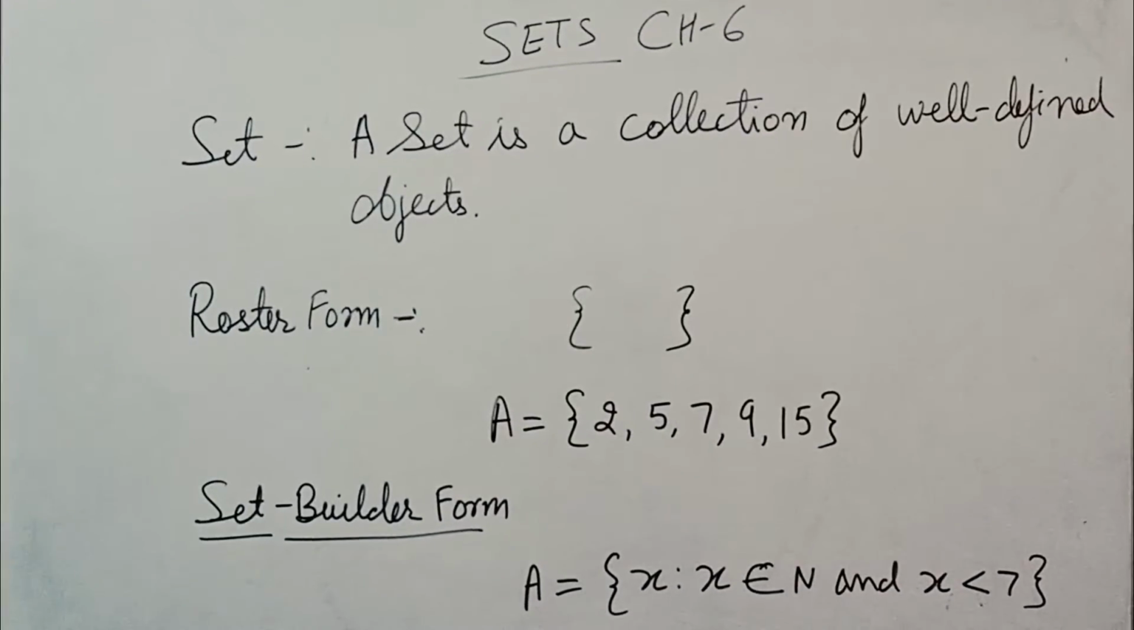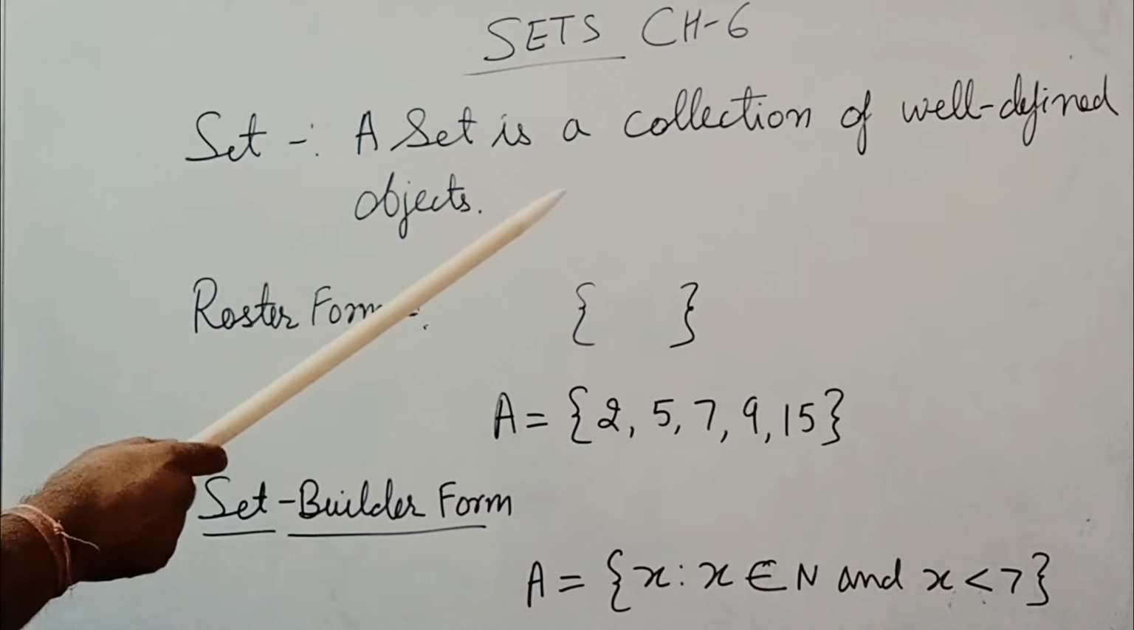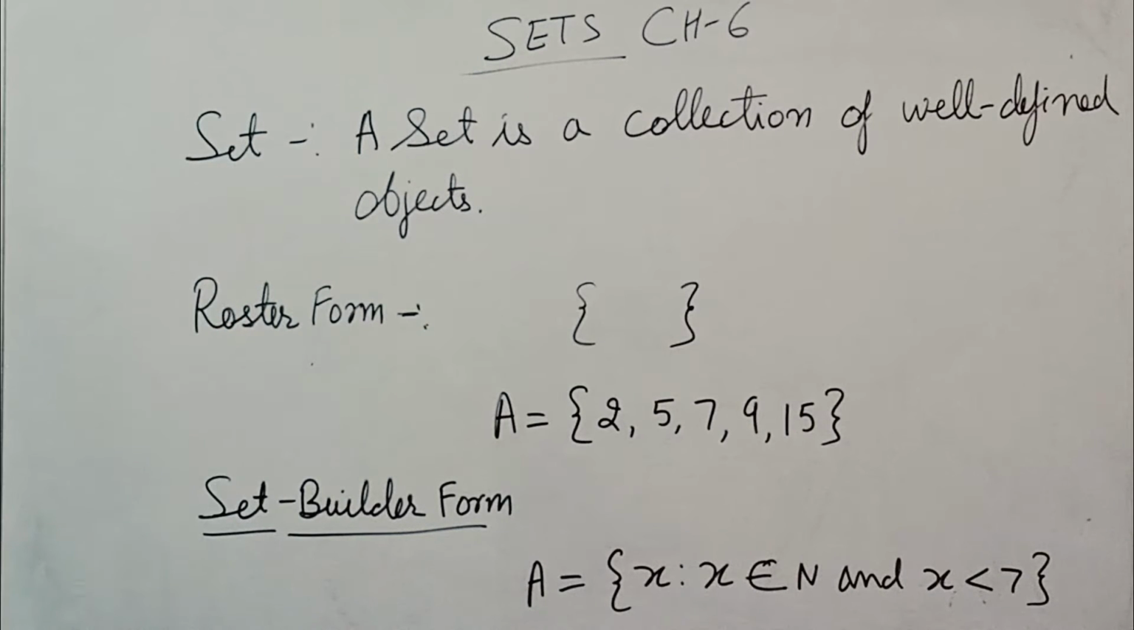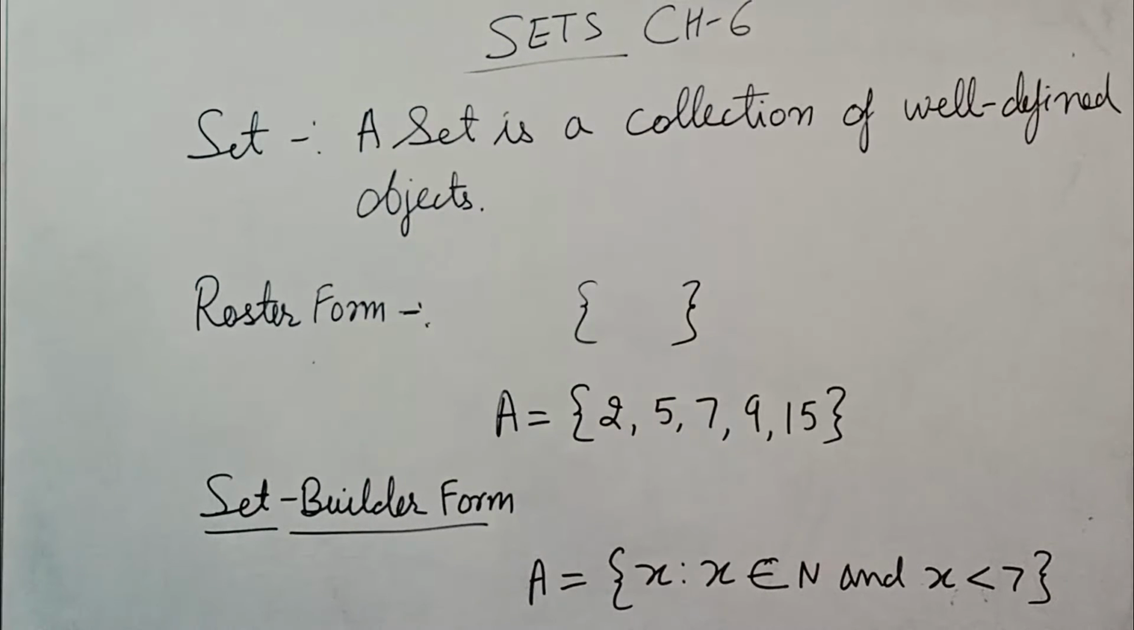Children, now I am taking chapter 6, Sets. First we will take what a set is. A set is a collection of well-defined objects. For example, the collection of tall students of your class is not well defined, so it does not form a set. Next, the collection of students of your class with heights between 135 centimeters and 160 centimeters is well defined, so it forms a set.